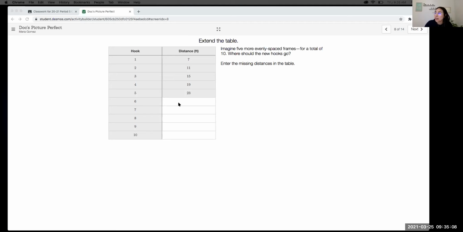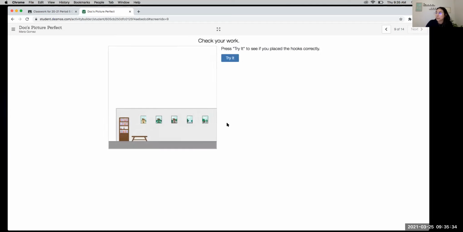So I'm going to go ahead and continue this here. Yes, you guys saw, we're just continuing that same pattern. We're just having them equally spaced and our equal space between them was 4 feet. So you just continued with that 4 feet. We just had to count: 23 plus 4 is 27. 27 plus 4 is 31. 31 plus 4 is 35. 35 plus 4 is 39. And 39 plus 4 is 43. If I did all my counting correctly, then these hooks should be placed correctly and my frame should hang and none of them should fall. There we go. Good. So we got it. You guys did fantastic on that.